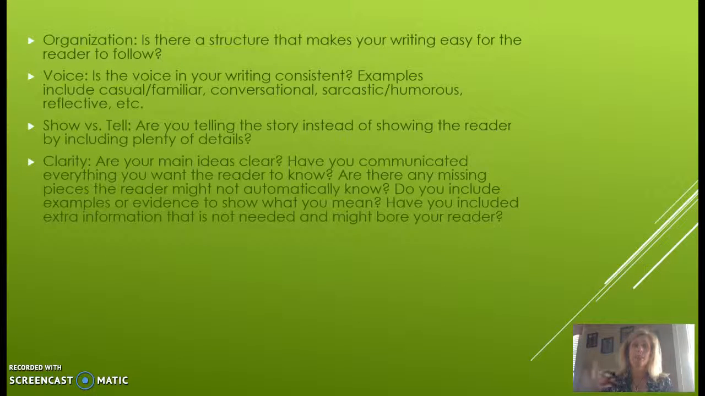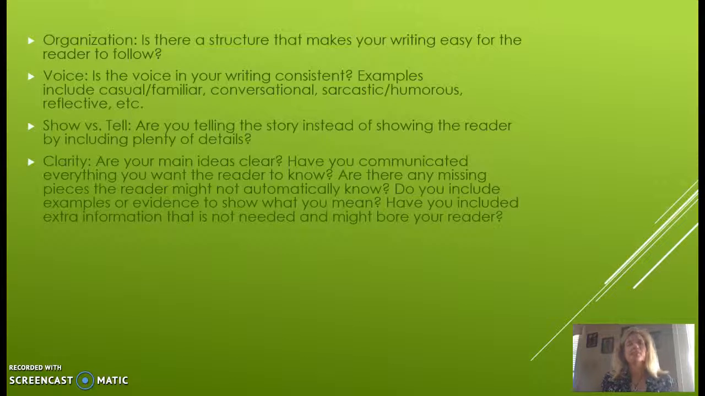The voice, that is your voice as the writer. Is your voice consistent? Okay, is it casual? Is it conversational? Do you have dialogue? Is it a humorous situation or is it a sad story? Are you reflecting? Try not to jump too much back and forth between past tense, present tense. It's one thing to reflect back and tell a story and then in the end come back to the present and do your final reflection. But try not to jump around too much.